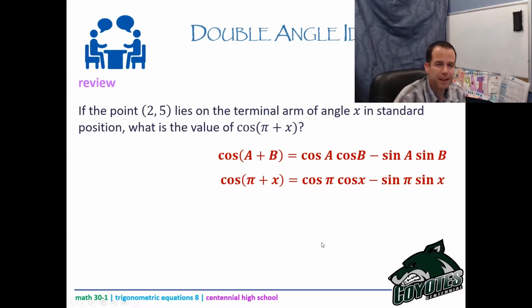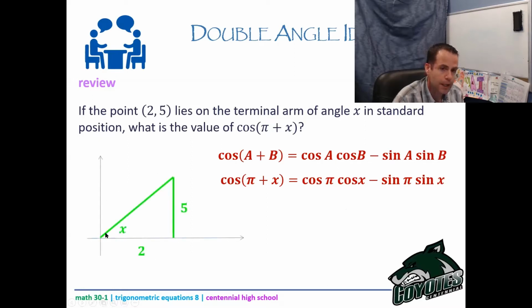Now, I have to figure out a little bit about x. So that's where I'm going to look at the angle that I have. Remember that this point represents a point that's on the terminal arm of an angle in standard position. So I know I'm in quadrant 1 because I have the point (2, 5). So I draw my angle in standard position. I know that my x value is 2 and my y value is 5. That's enough to use the Pythagorean theorem. 2 squared is 4, 5 squared is 25. Add those together, I get 29. So I know my hypotenuse is the root of 29.